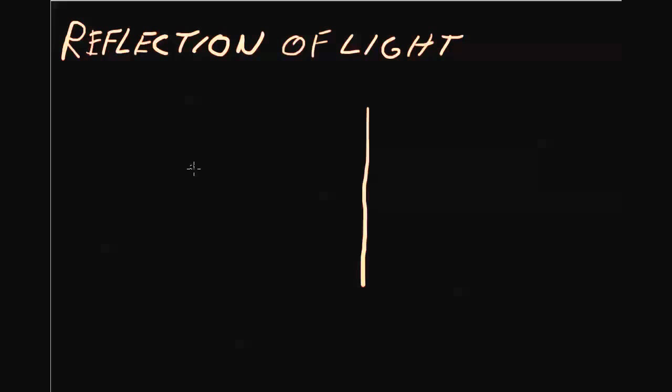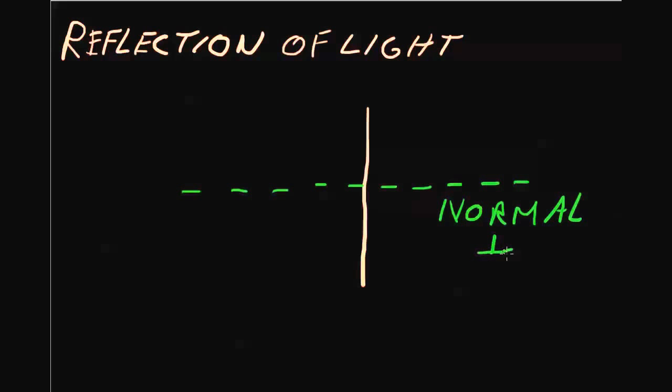Usually when you have a flat mirror, we're going to look at the angle of incidence and the angle of reflection. So we need a dotted line in here, and this is called the normal. The normal is always perpendicular to the surface. So when you get up in the morning and brush your teeth, that would be a flat mirror.